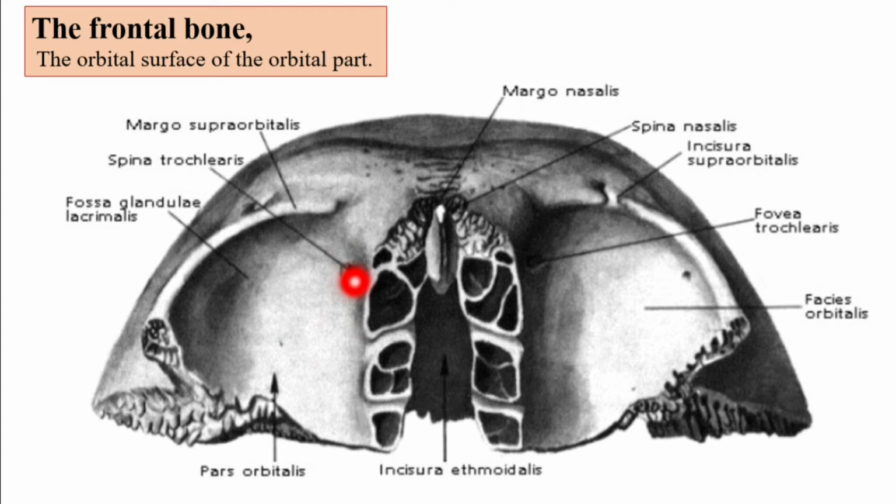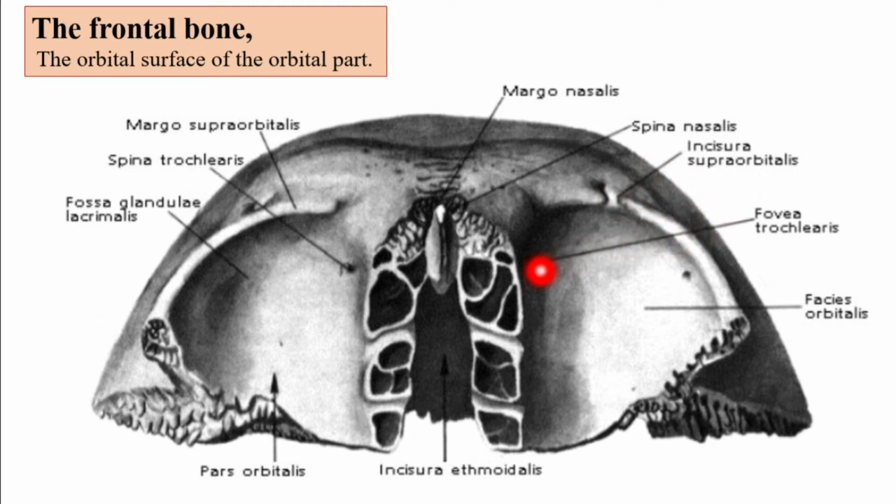Here on the medial part, you can see the spine, right? A trochlear spine, spina trochlearis. And here is the supraorbital margin, margo supraorbitalis, right? Here you can see the notch, the supraorbital notch, incisura supraorbitalis.